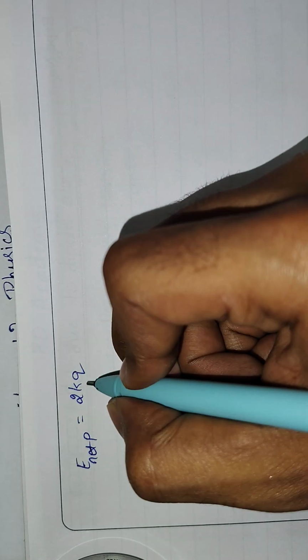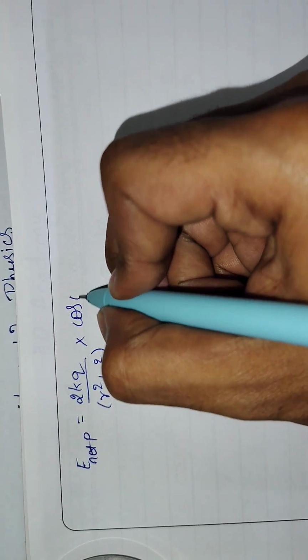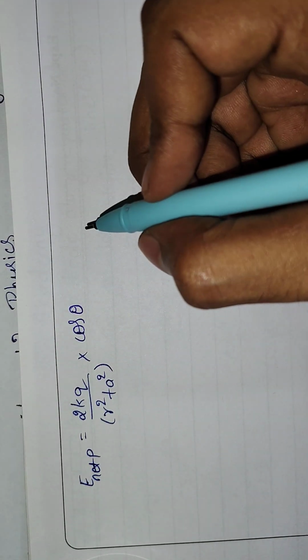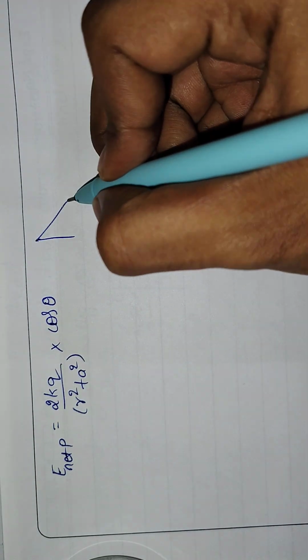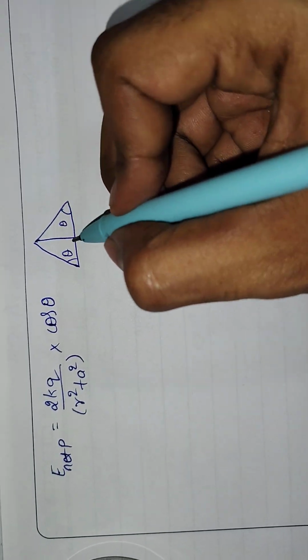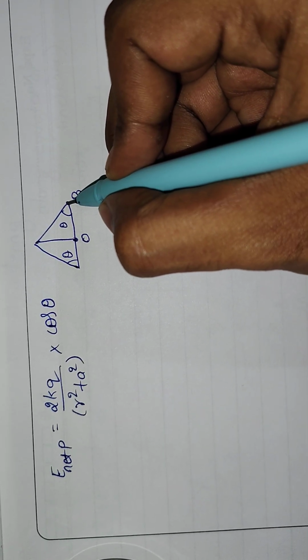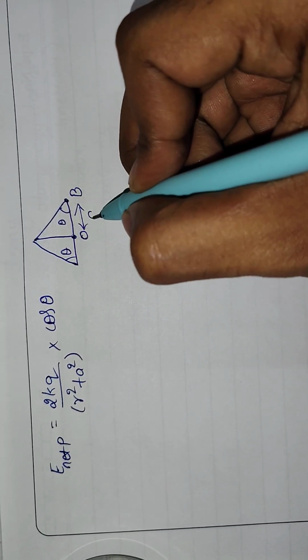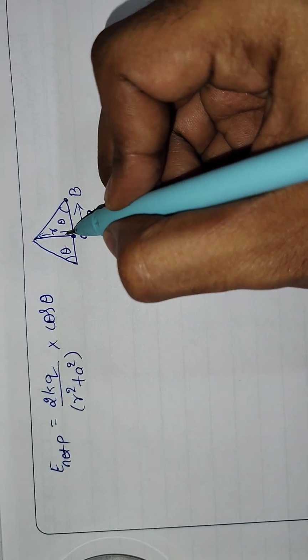So previously we had the net electric field at point P equal to 2KQ by (R square plus A square) into cos theta. Now I will draw the rough diagram of the previous situation here. Okay, so you had this triangle, right? This angle was theta, this angle was theta. If this is O, this is point B where the negative charge is located. This distance is your A, and this distance is your R.